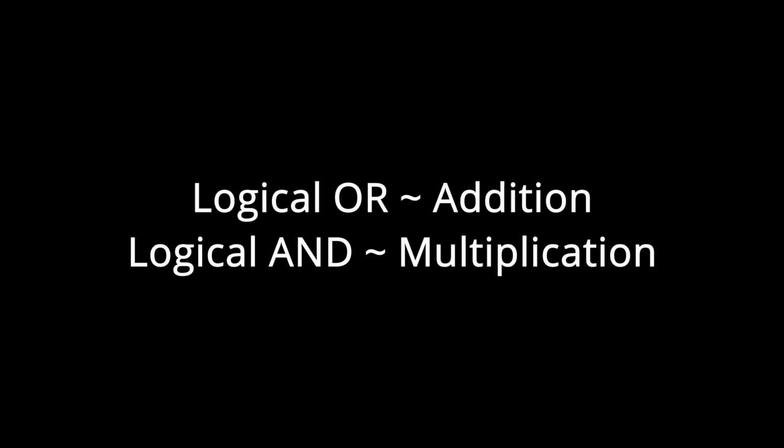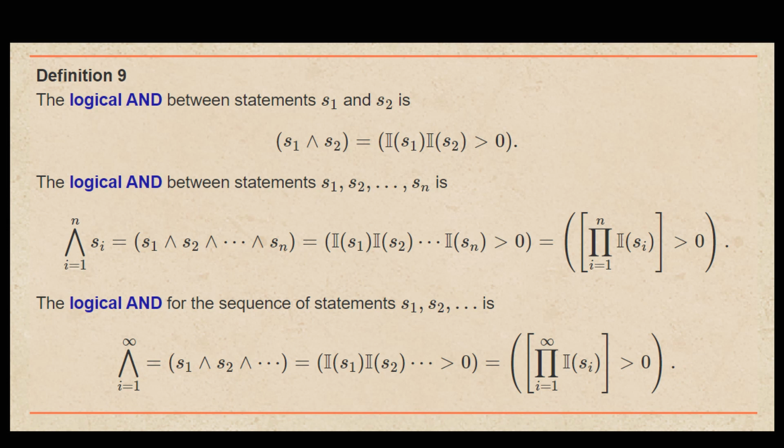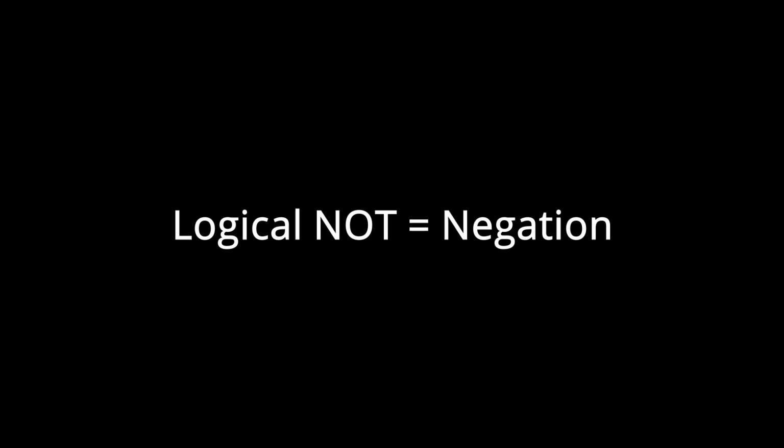Now, logical OR kind of corresponds to addition, since the logical OR of S sub i is the sum of the indicators greater than 0. Logical AND is more like multiplication, since the logical AND of a set of values is that the product of the indicators of those values is greater than 0. So if I am interested in the countable logical AND of a sequence S sub 1, S sub 2, etc., that's just the infinite product as i goes from 1 to infinity of the indicator of the S sub i's greater than 0.